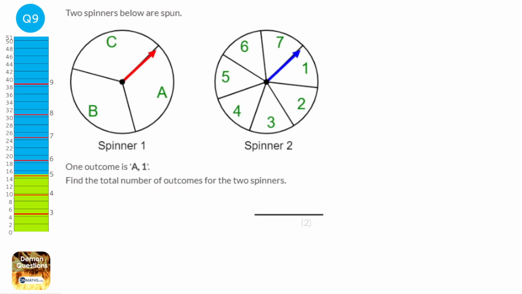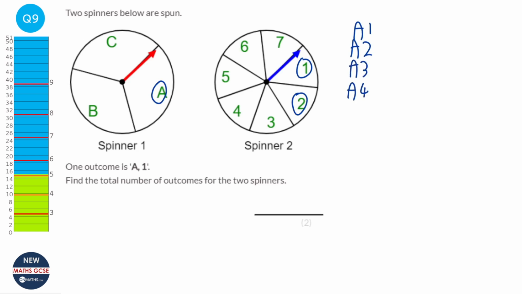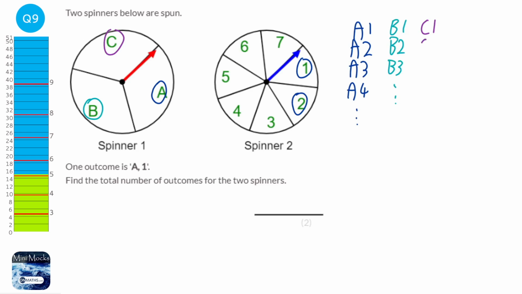There is quite an easy way of doing this question, but I'm going to show you the long way and then we're going to work out what the quicker way is. So I'm going to pair up the A and the 1, which it suggests in the question. Then I'm going to work out the A and the 2 as a different combination, A3, A4, etc. Then I'm going to look at the B and do the same thing, B1, B2, B3, etc. Then I'm going to work out the C, so all the combinations with C.